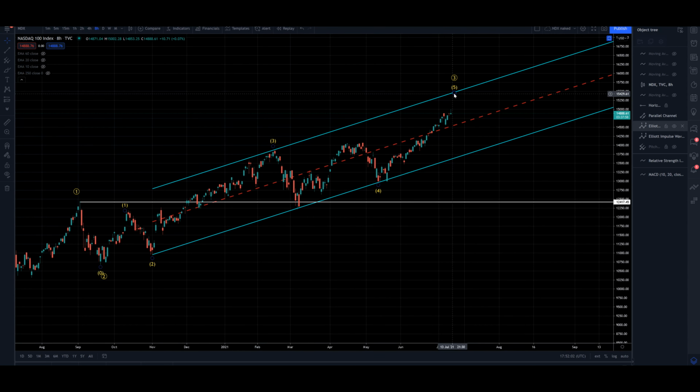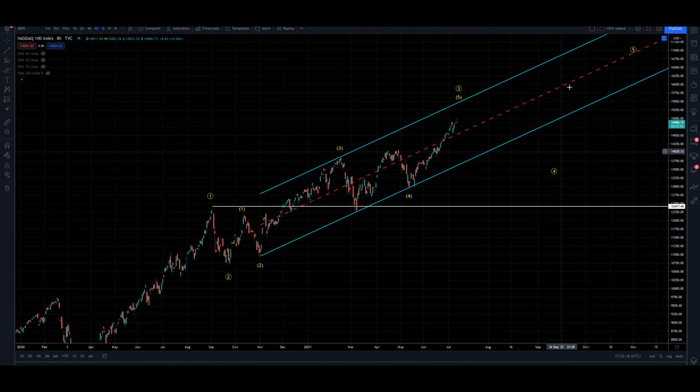We've done a 1, we've done a 2, we're in a 3. 3 could be concluding soon, and then we're going to have a larger correction in a primary wave 4 during the later half of the summer into the autumn. And it could be longer, could be shorter, but essentially the cutoff for that correction is all the way back here.